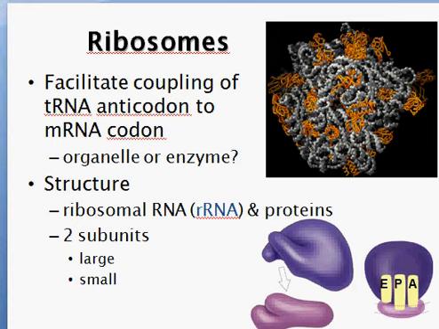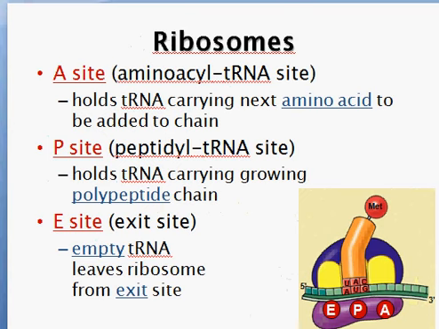The structure of the ribosome is two subunits, one being large and one being small. And there are three sites located on a ribosome: the A, P, and E site. The A site is the one that holds the transfer RNA, which carries the next amino acid to be added to the chain. And then the P site holds the transfer RNA's growing polypeptide chain. And then the E site is the one that empties the transfer RNA and allows it to be released to leave the ribosome. So it's called the exit site.